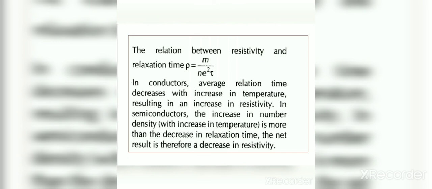The relationship between resistivity and relaxation time, as we had discussed, is given by rho is equivalent to m by n e square tau. So in conductors, tau decreases with increase in temperature, resulting in an increase in resistivity, whereas in semiconductors, the increase in number density n is more than the decrease in relaxation time tau. Therefore, the net result is a decrease in resistivity.